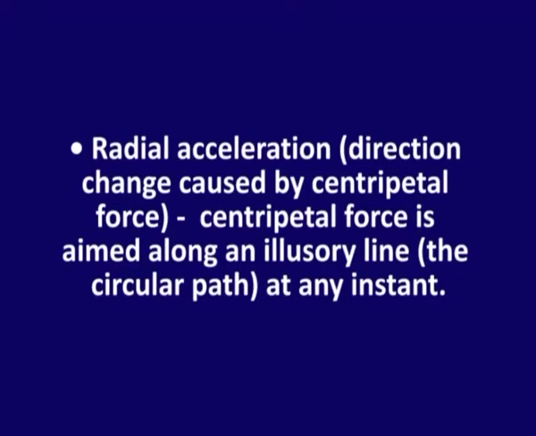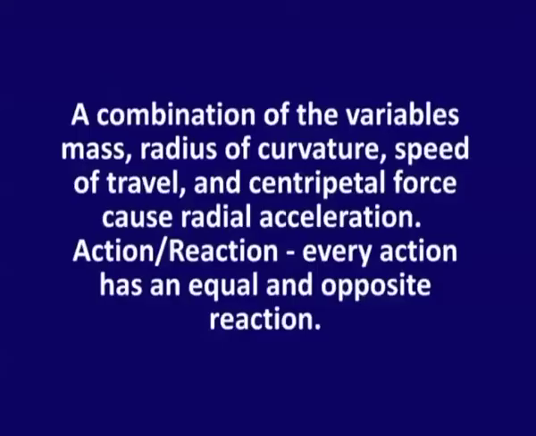Radial acceleration is a direction change caused by centripetal force. Centripetal force is aimed along an imaginary line, the circular path, at any instant. Therefore, it is the force responsible for change of direction. The bigger the mass, the greater the centripetal force required. A tighter turn magnifies direction change, so friction must increase to offset the increased acceleration. Maximum friction, that is the centrifugal force, reduces speed. A combination of variables, mass, radius of curvature, speed of travel and centripetal force, causes radial acceleration.